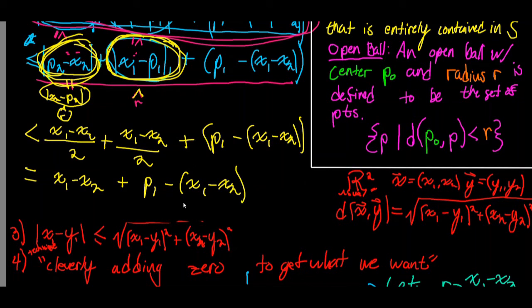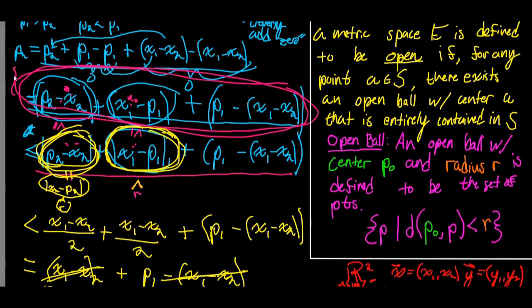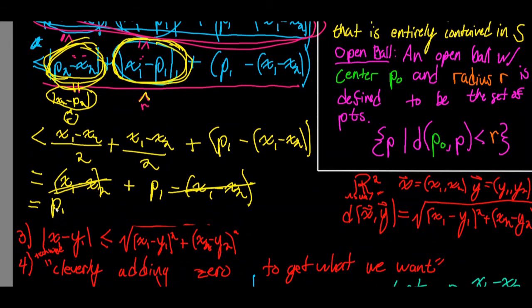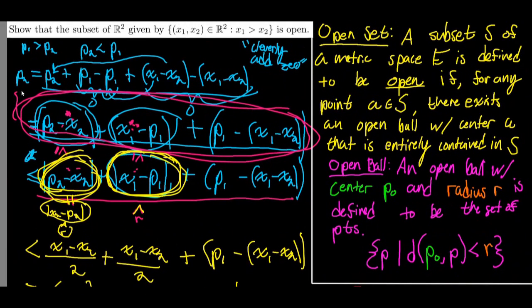And look at this. These guys cancel. These guys cancel. And check this out. This is equal to p1, and look what I've just shown by this series of inequalities: that p2 is strictly less than p1, aka p1 is strictly greater than p2. So therefore, I've shown what I wanted to show.